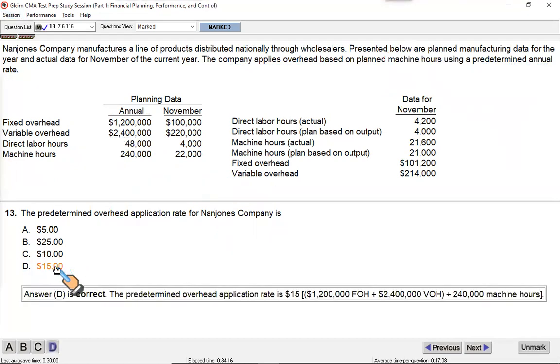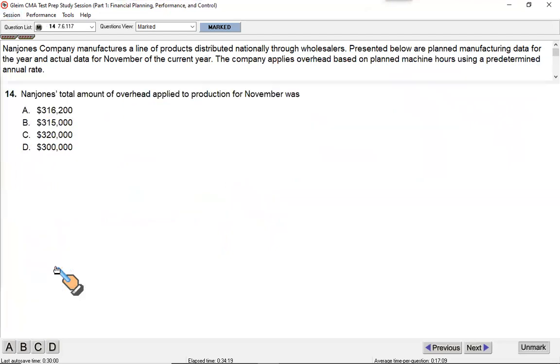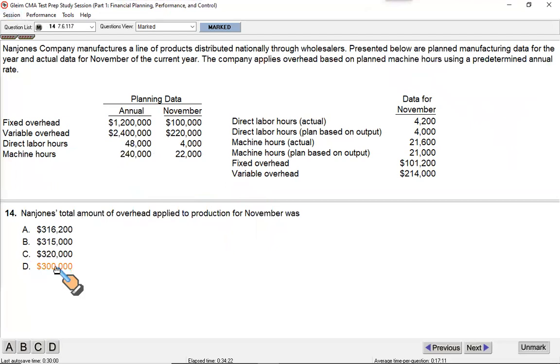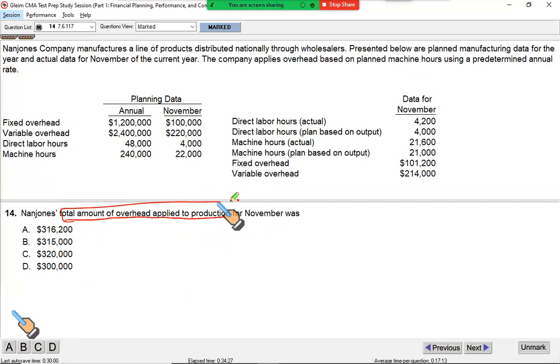Right. So sometimes we calculate a single rate for variable and fixed both. Now it says total amount of overhead applied to production. It doesn't say fixed separately. It doesn't say variable separately. So what it means, what we calculated previously, what was the combined rate? I will call it the manufacturing overhead rate. Not fixed, not variable, combined. It was $15 per machine hour. This is the combined rate for the manufacturing variable and fixed.